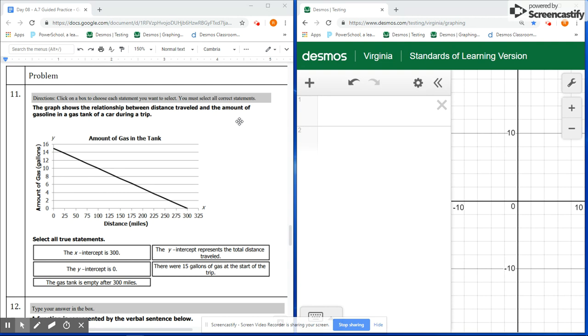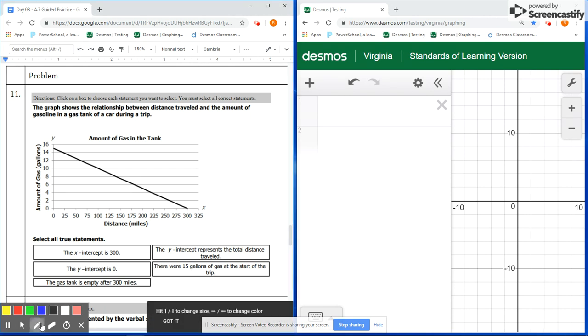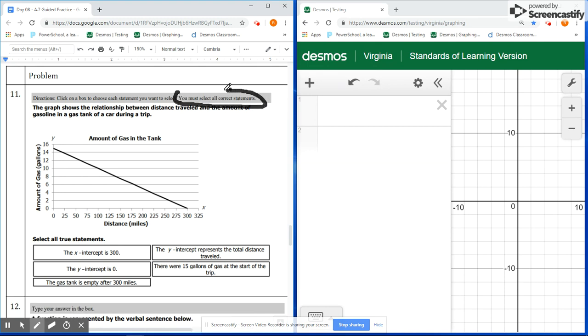Number 11. Click on a box to choose each statement you want to select. You must select all correct statements. Again, I sound like a broken record, but when it says you must select all correct statements, there could be more than one answer.